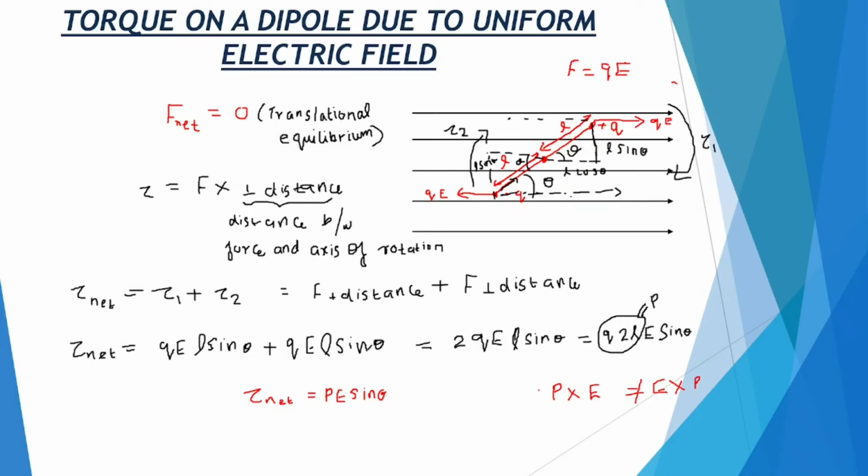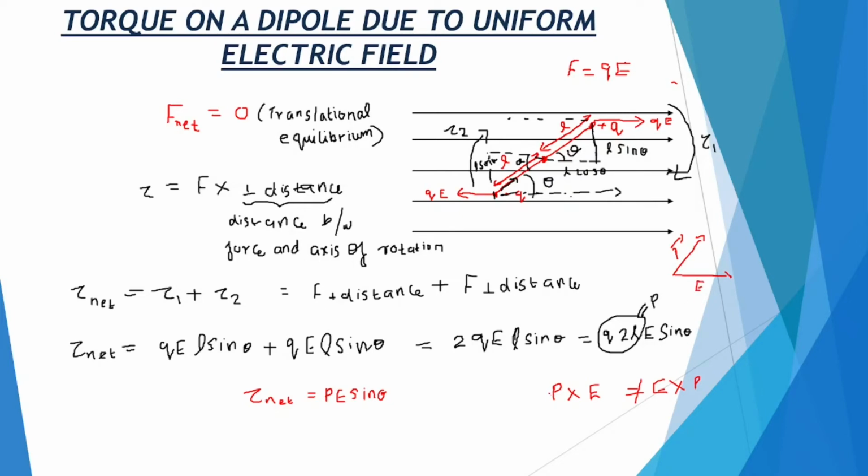So which will we write, P cross E or E cross P? First we need to look at the direction. We know that our torque is in a clockwise direction because torque 1 is in a clockwise direction, and torque 2 is in a clockwise direction. So our torque net will also be in a clockwise direction. So the one which satisfies the clockwise direction will be the correct answer. Our dipole moment P is in the direction of this, and the electric field E is in the direction of this, right?